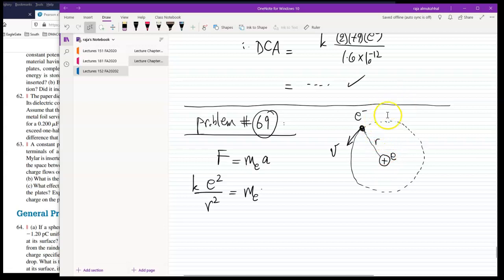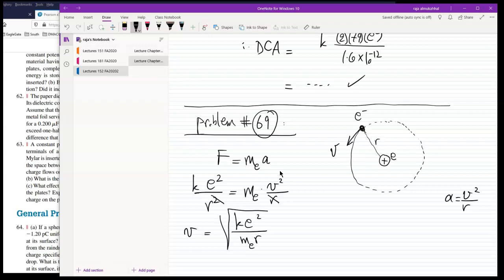What is the acceleration here? Since it's going around in a circle, it's got to be centripetal acceleration. If you remember, centripetal acceleration is equal to V squared over r. Go back to Physics 151. So that's going to be V squared over r, and this r and this r squared partly cancel out. Solve for V. If I solve for V here, I will get the square root of K E squared over the mass of the electron times r.